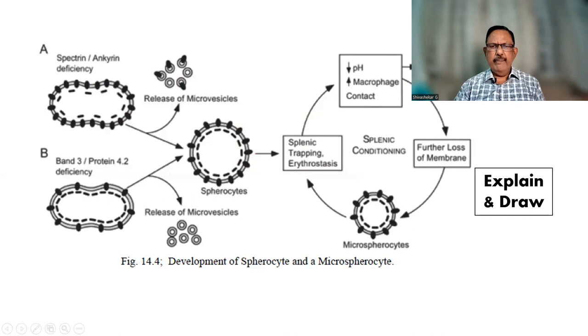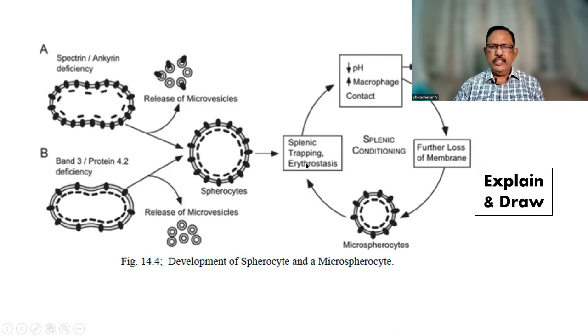This is a very important diagram which I would like you people to see. So normal RBC is somewhat a biconcave disc. But when there is a defect in Ankyrin, spectrin, etc., gradually you find that they are being devoured and the cell is being released as microvesicles. Ultimately, a spherocyte is formed. And this spherocyte is very rigid. It gets trapped in the splenic sinusoids.